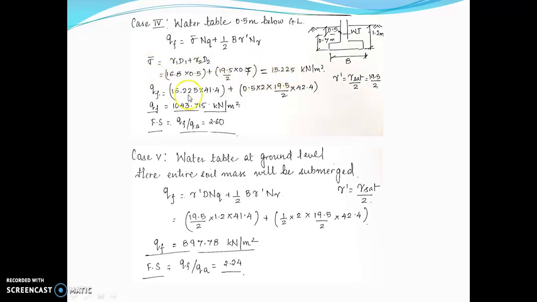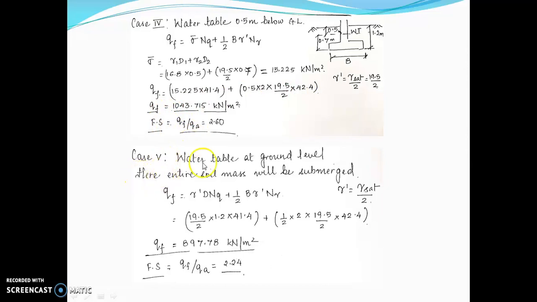Okay, that is 15.225 multiplied by Nq, plus 0.5 B gamma dash, these two. Gamma dash is again 19.5 by 2, into N gamma. Simple. So you get the value of QF. F is equal to QF upon QA.